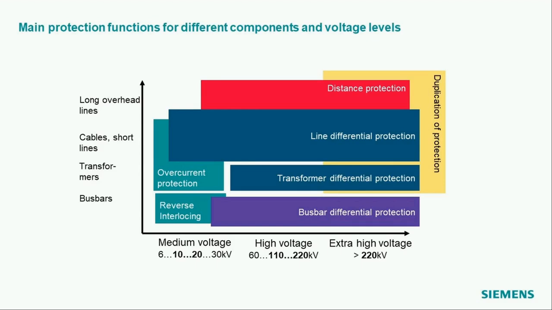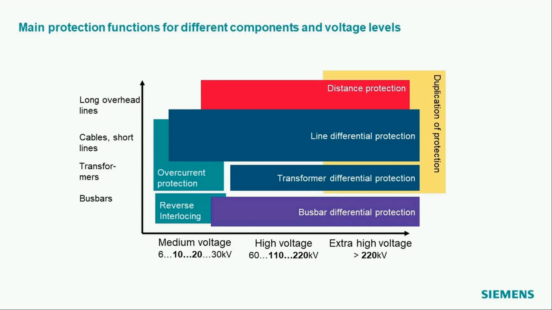If we come to cables and short lines and look at the lower voltage levels, at the medium voltage level, then we have the main area of application for overcurrent protection. Again, also with a certain overlap with line differential, depending on the length and on the situation you have there. So you see, it's not an exact definition. If you have this type, you need this type of protection. It depends a little bit on the application.